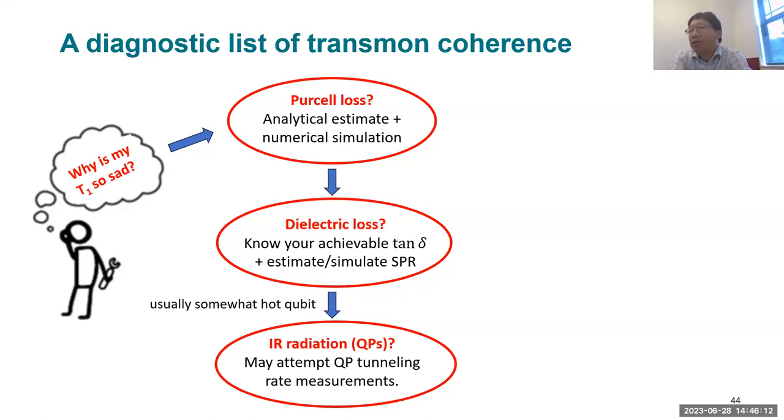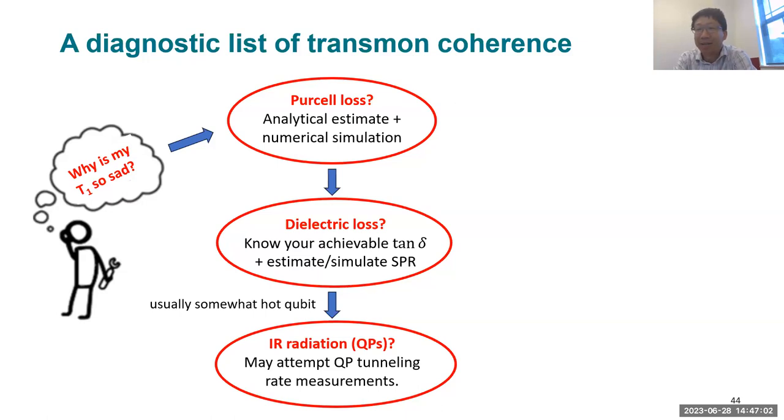I would say typically insufficient filtering. If you have an input line or an output line that is not attenuated enough, or that does not have good enough low frequency low pass filters to block out the high frequency radiation. If those filters or your attenuators are very poorly thermalized, so they are at elevated temperature, give you black body radiation, then these things will give you hot qubit. And of course, if your chip is very poorly mounted and your chip physically is just living on a hot island, that can give you hot qubit as well.